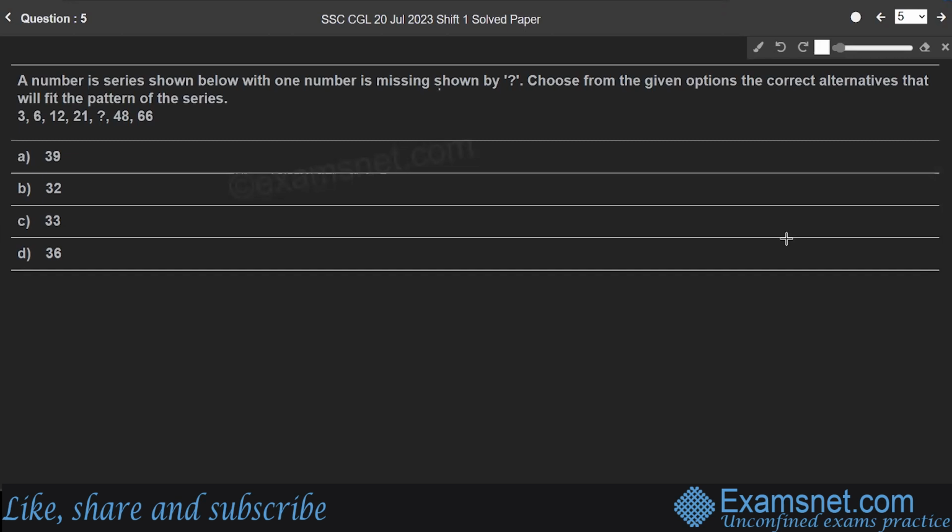Question 5. A number series is shown below with one number missing, shown by a question mark. Choose from the given options the correct alternative that will fit the pattern of the series. Here in the given series, 3 is the first number, 6 is the second, 12 is the third, and 21 is the fourth number. We need to find the 5th number. Let us consider 3 and 6. When 3 is added to the first number, you get 6. Again, when 6 is added to the second number, you get 12. So 12 plus 9 is 21.